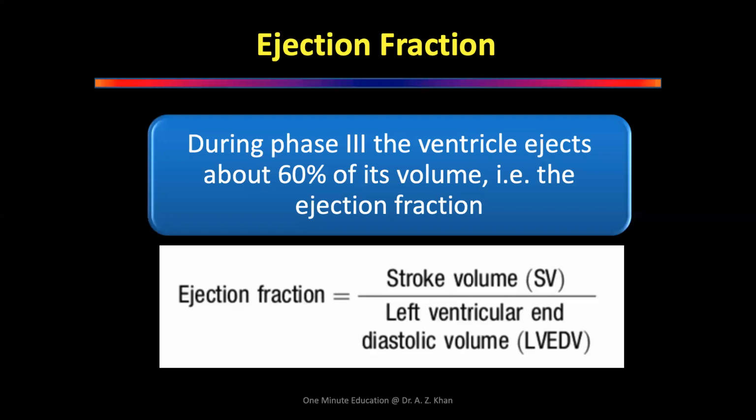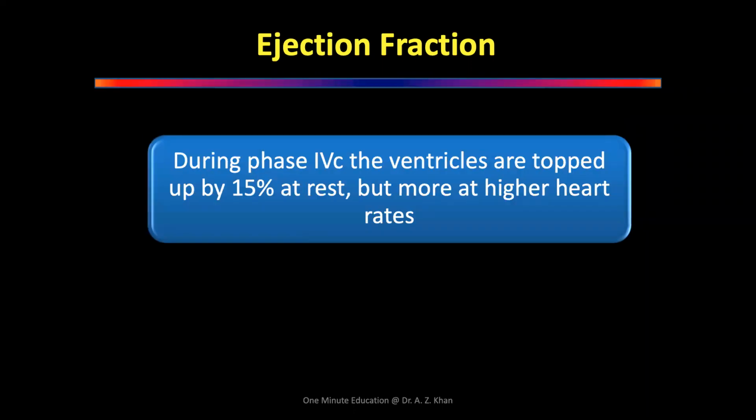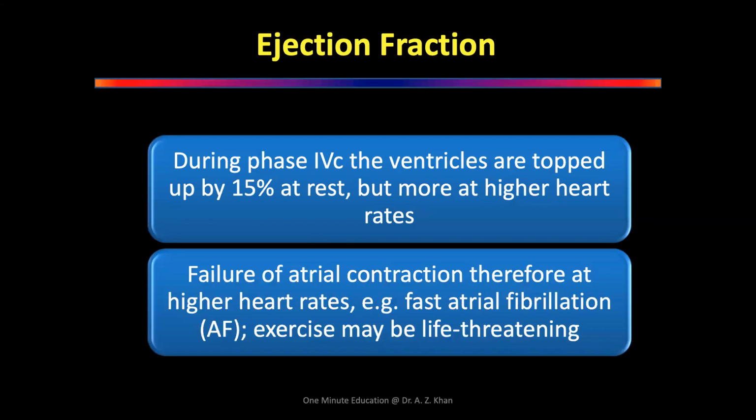So let's go on to the next thing about ejection fraction. During phase 4C, the ventricles are topped up by up to 15% at rest, but more at higher heart rates. Failure of atrial contraction at higher heart rates, that is fast AF, is a problem because you lose out on the 15% of the topping up, okay? That is quite important in an ejection fraction. So again, the Starling law comes into play.